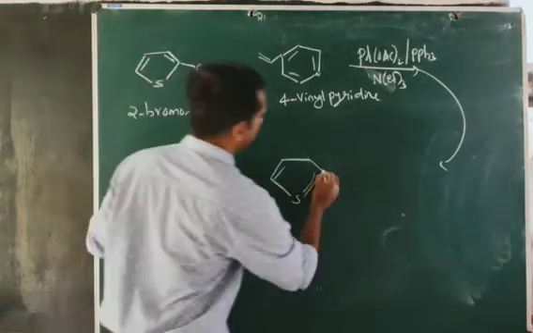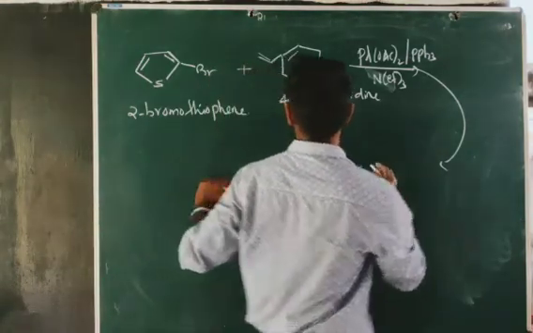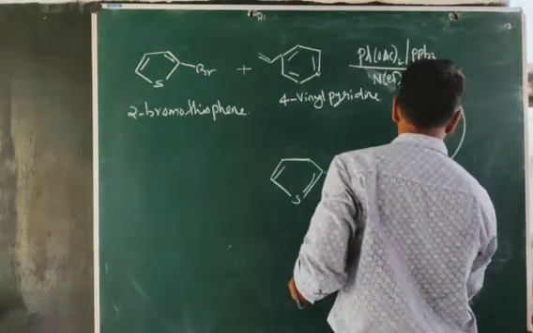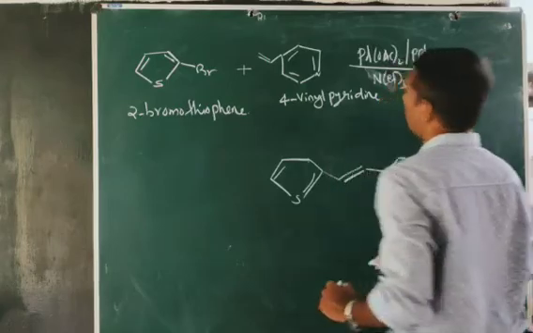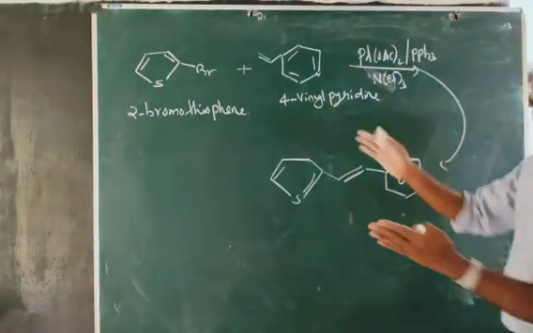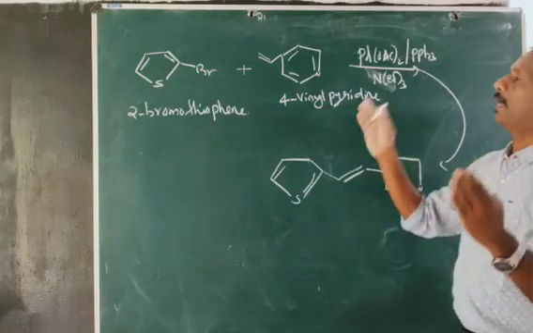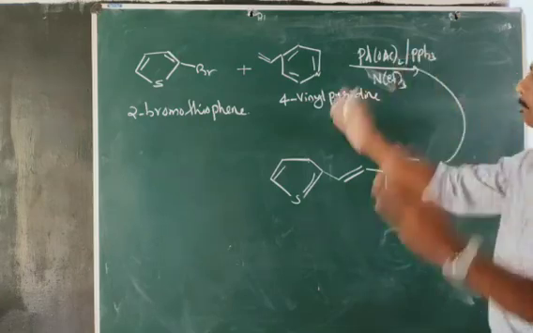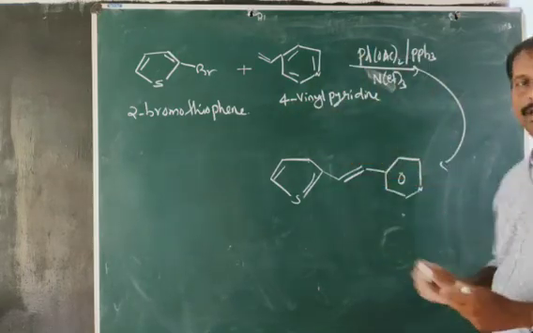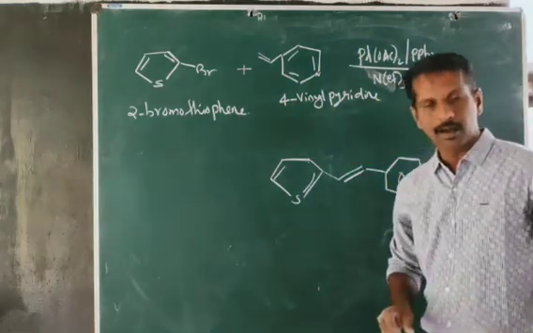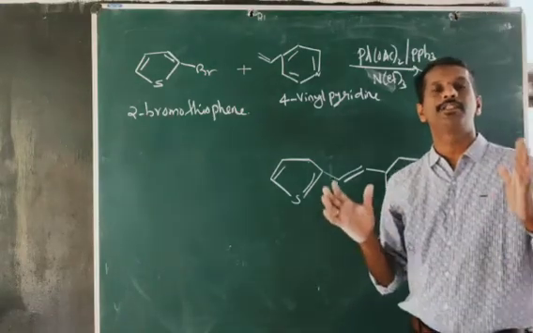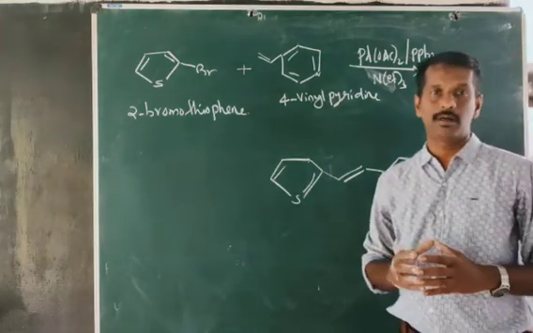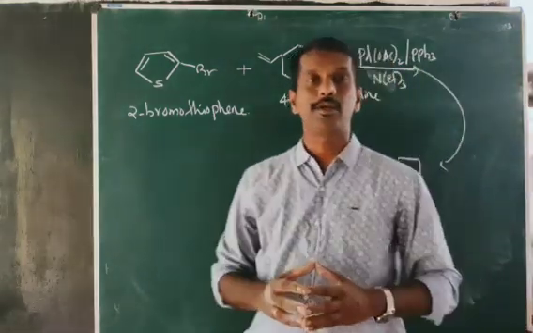Here is a double bond, then another double bond. Here you can see this structure you are getting, similar to before. That means heterocyclic halides can be coupled with alkenes to get a coupled product. So generally we can say that the Heck reaction is important for making carbon-carbon bonds. That's all about the Heck reaction, and thank you.